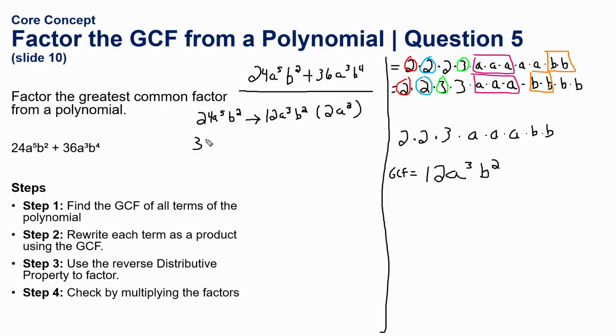The next term then, 36a to the third power, b to the fourth power, could be rewritten, again, starting with our greatest common factor. And then in this case, what number do I multiply by 12 to get to 36? Or you could say 36 divided by 12. Well, that is just the number 3. We already have matching a terms. We just need, let me do a bigger 3 there.